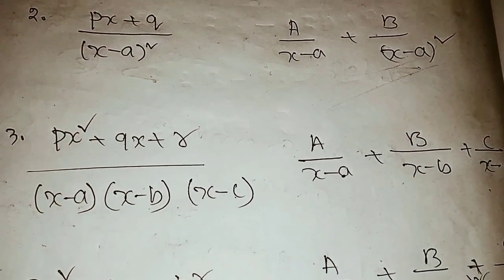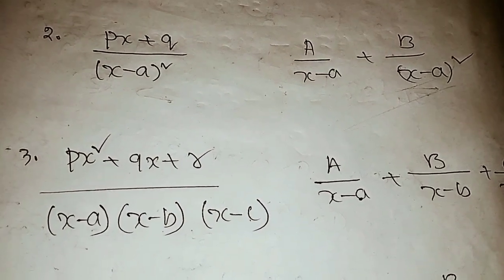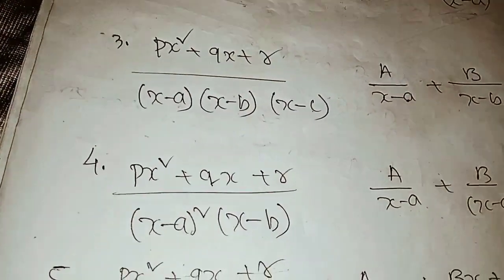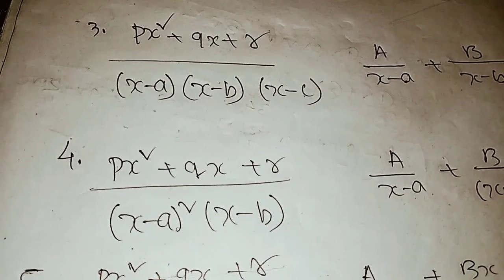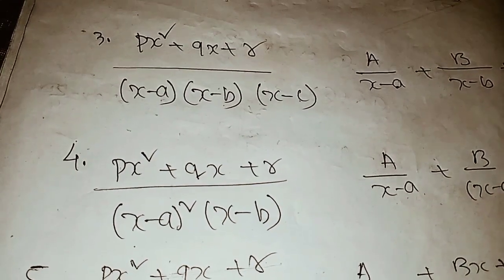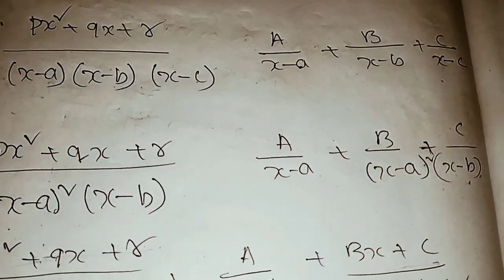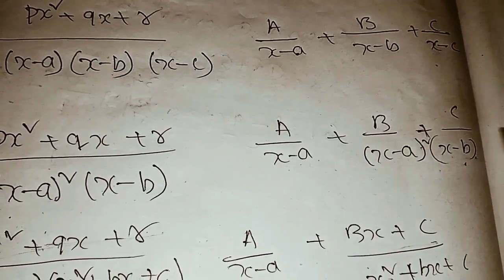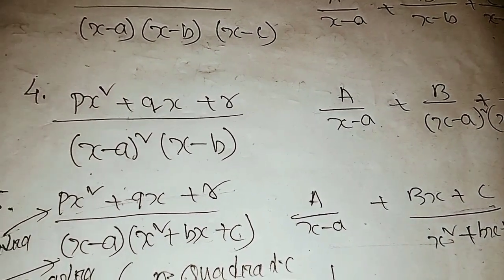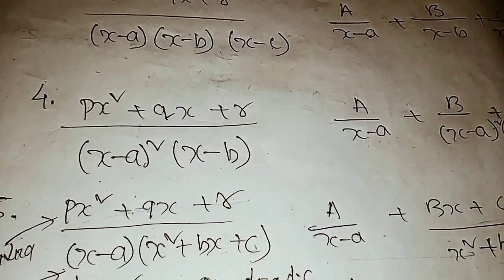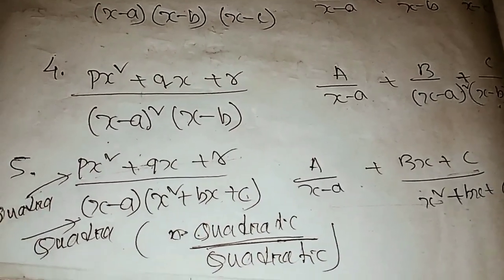Don't be confused. Okay, practice makes perfect. You have to practice with me. So students, you can see in the fourth, px square plus qx plus r is divided by x minus a whole square into x minus b. Then you have to use this beautiful formula. Don't be confused, my friends. Please be patient. Then you will get good results by which you can make your career.